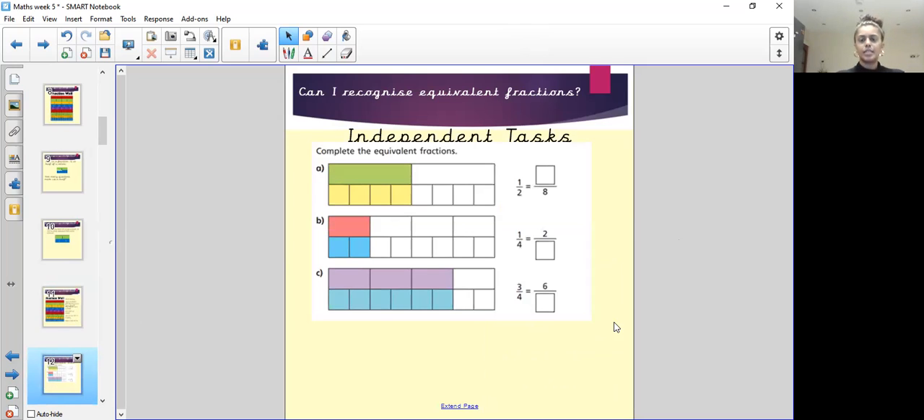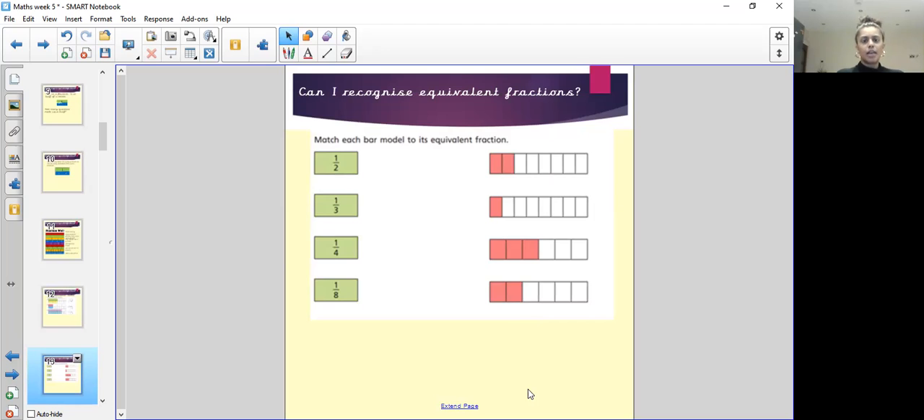So here are your independent tasks. I want you to have a look at A, B, and C and see if you can complete the equivalent fractions. A, a half equals how many eighths? B, a quarter equals 2 over how many? And C, 3 quarters makes 6 over what? So have a think, have a look, and see if you can have a go.